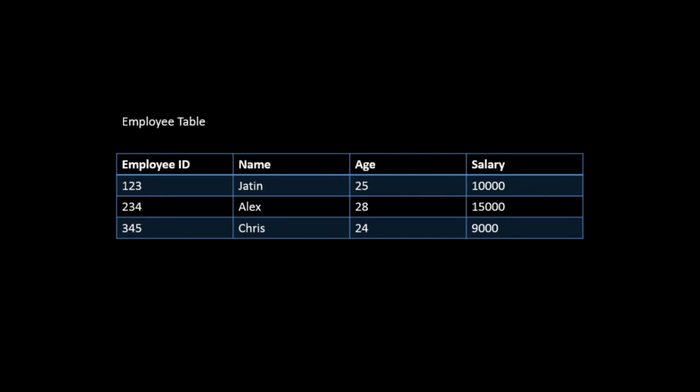Okay? So generally, each table in the relational database represents an entity. Each row or each record in a table represents an instance of that entity. And the columns of the table represent the attributes of the entity. For example, if we take an employee as an entity, the attributes will be employee ID, name, age, salary, etc. So the columns represent the attributes of the entity.